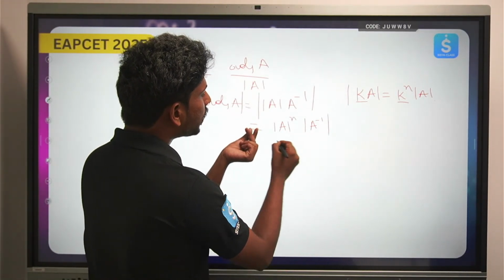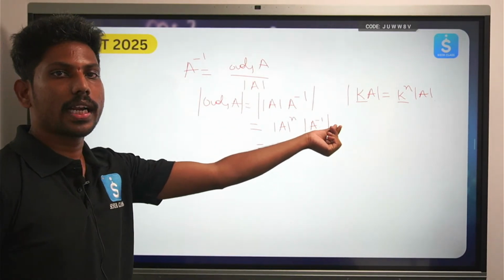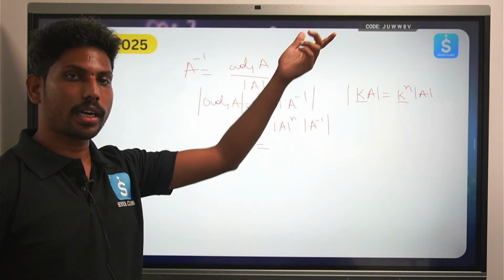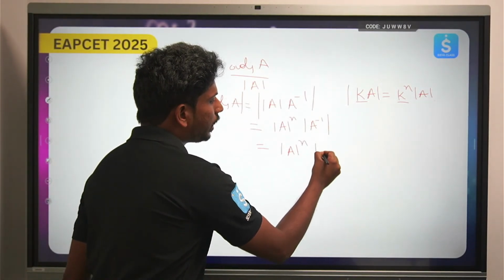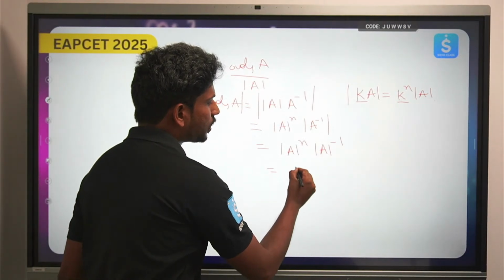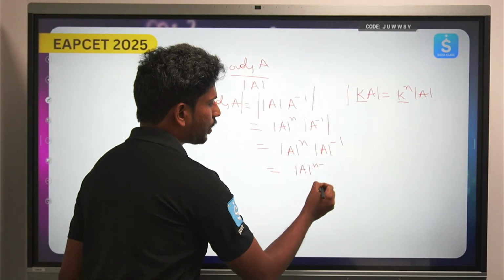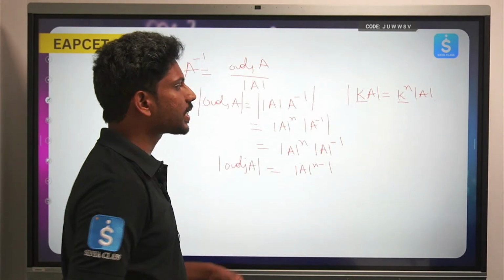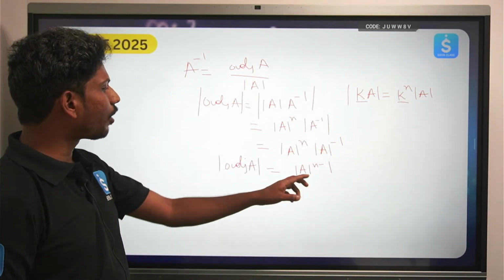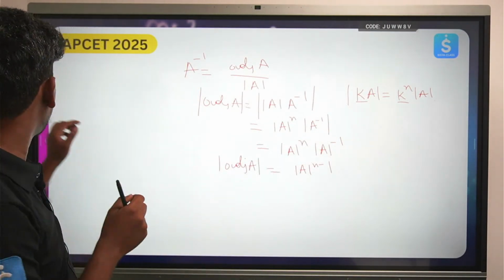Right? Now you already know det A power n is nothing but det A whole to the power n. So det A power n into det A power minus 1 will become det A power n minus 1. So this is how we can derive the value of det of adjoint A using some properties of determinants. So I have already derived that this is equals to det of A power n minus 1.